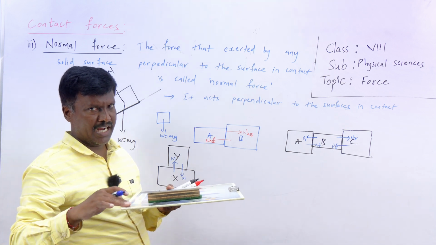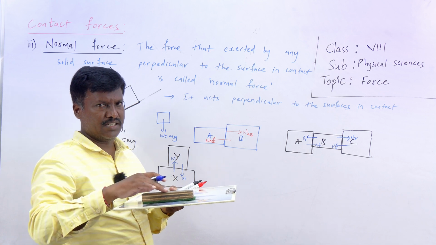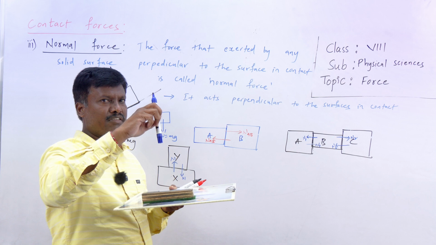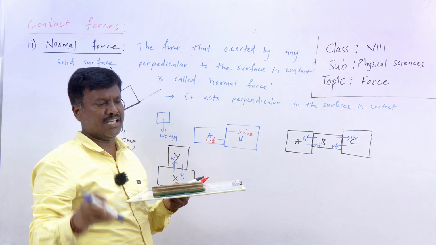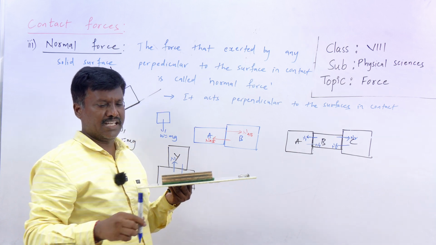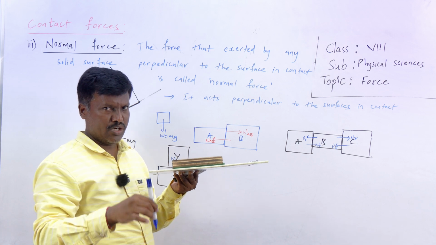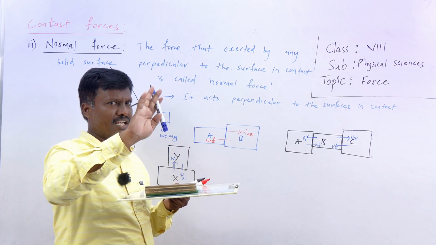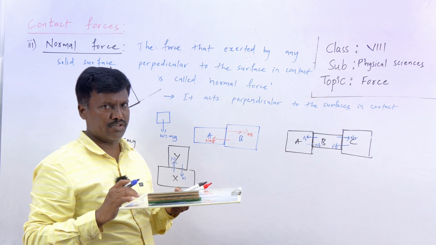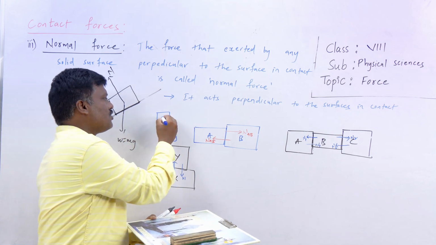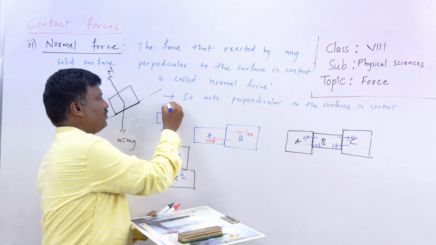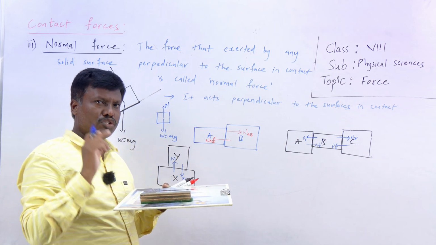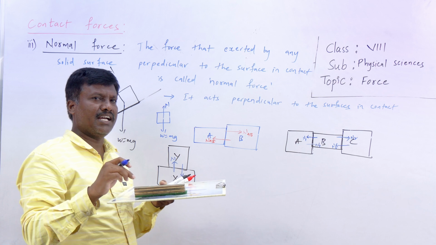This exam pad exerts a force on the duster perpendicular to the surfaces in contact, which is equal in magnitude to the gravitational force, and the direction is opposite. Gravitational force acts on this duster in the downward direction, but this exam pad exerts a force on this duster in the upward direction with equal magnitude. That is why these two forces are balanced. Due to the balancing of the two forces, this duster will be at rest.